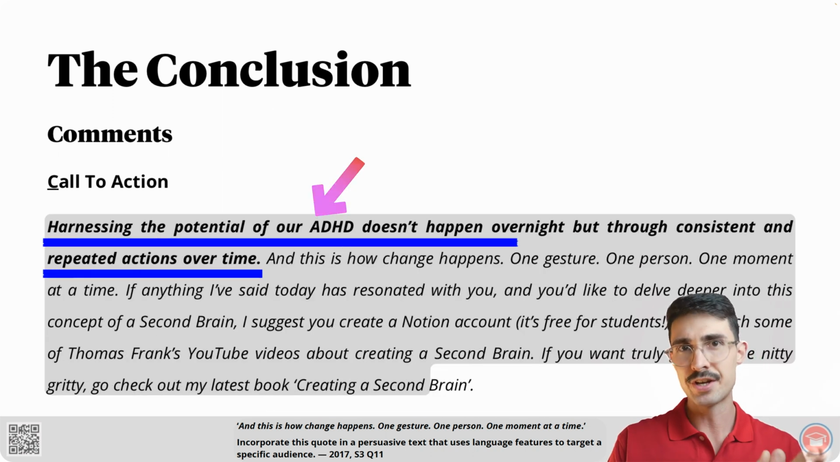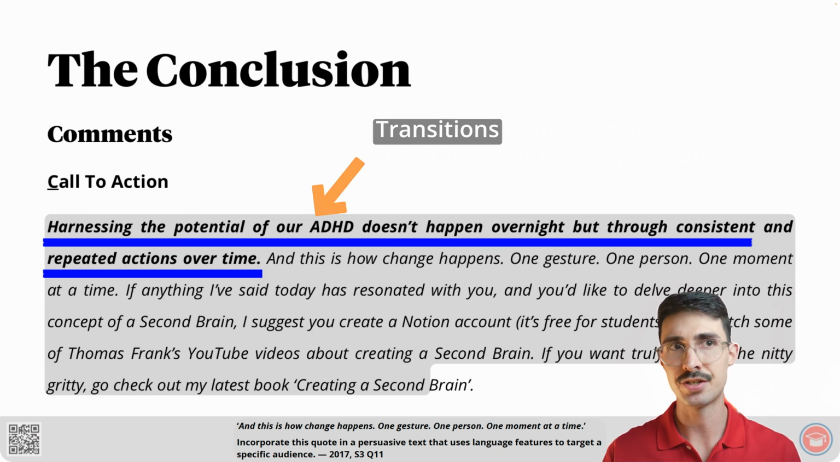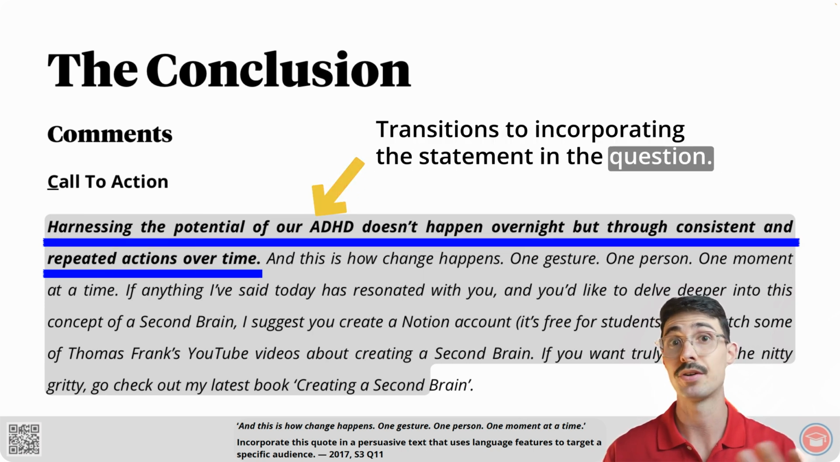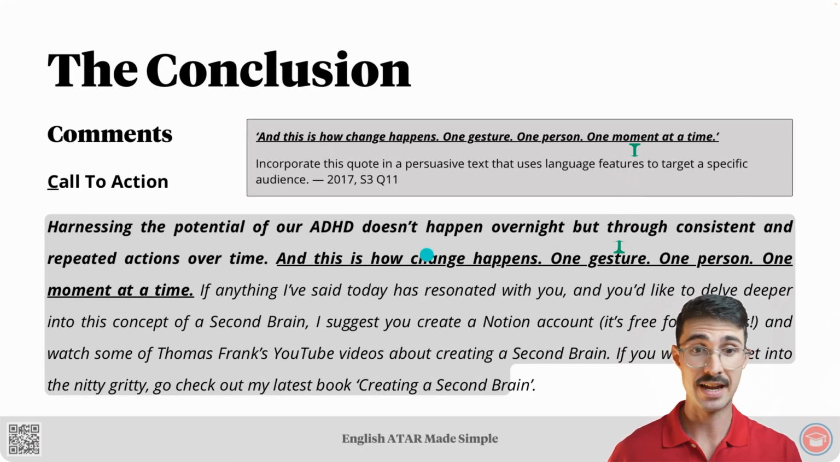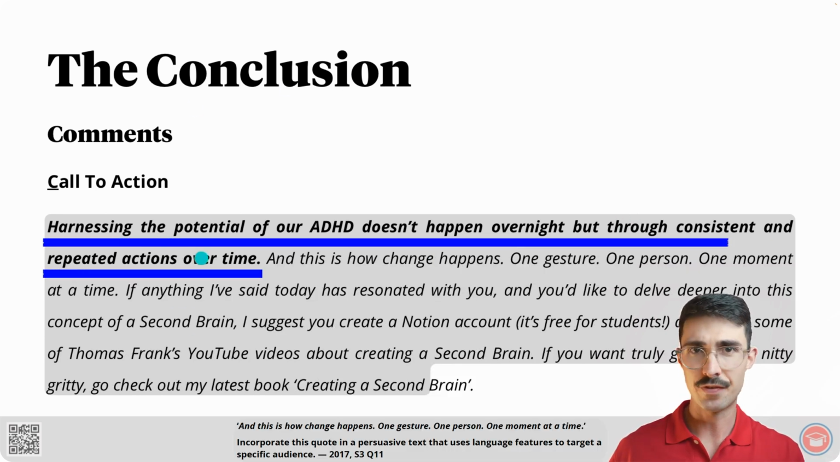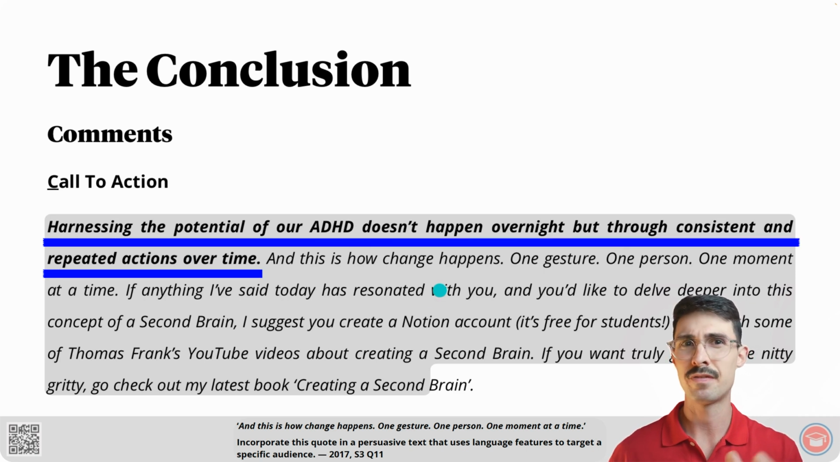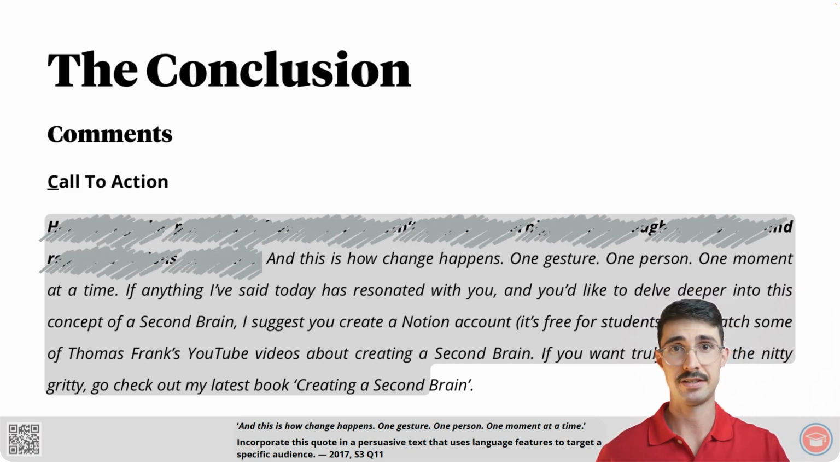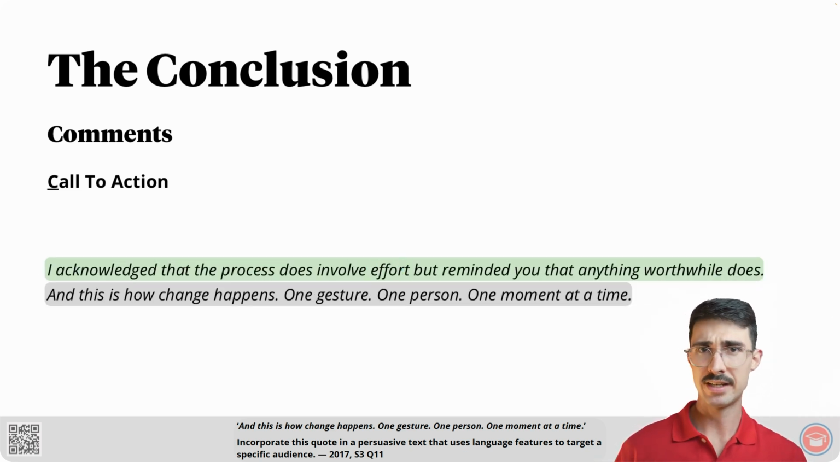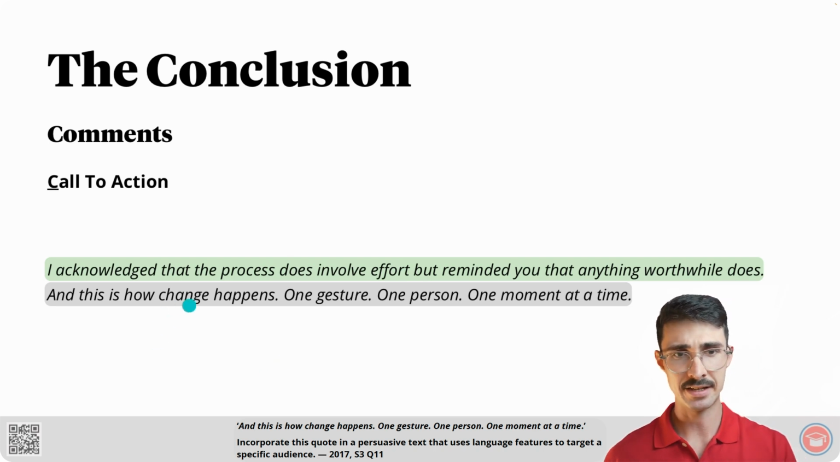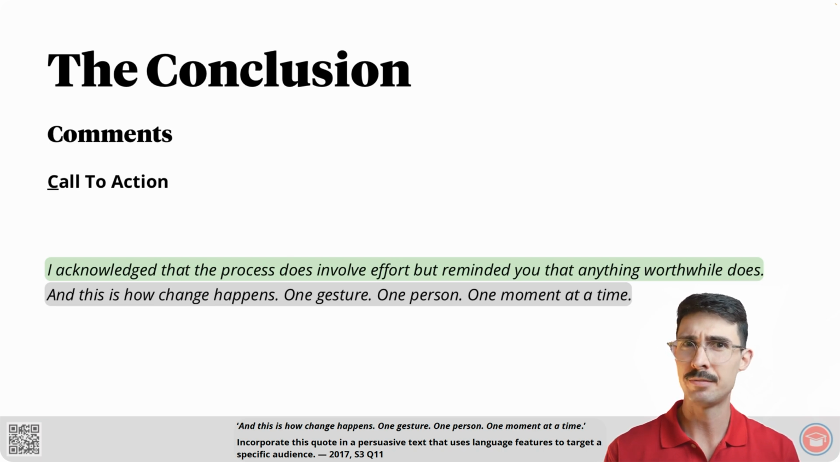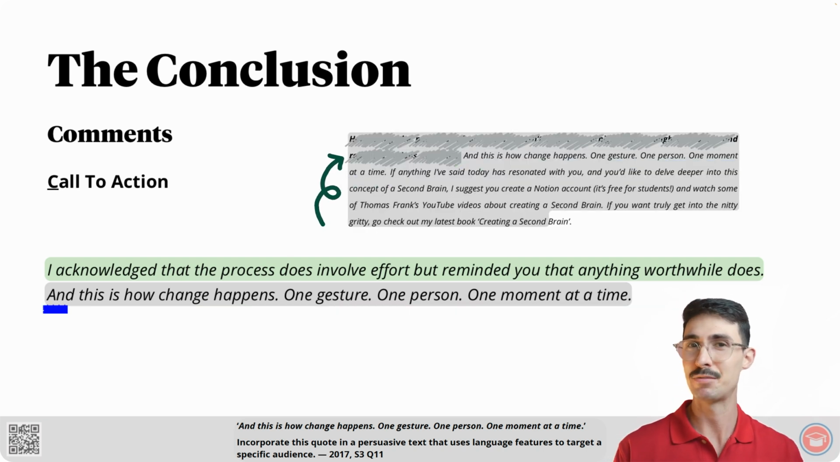The first sentence's purpose is to transition to incorporating the statement in the question. That statement is, "and this is how change happens, one gesture, one person, one moment at a time." Without this first sentence, the statement wouldn't fit in this conclusion as well. This is what the relevant parts of the conclusion sound like without this first sentence. Here is the last sentence from the reasons element, and here is the next sentence, the statement from the question, that would be the start of the call to action element if we deleted that sentence that comes before it that transitions to it.